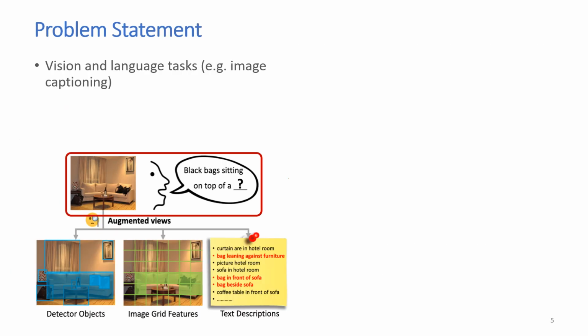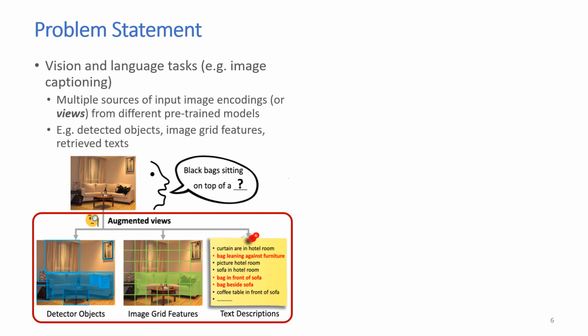In this paper, we focus on the vision and language task of image captioning, where given an input image, the model has to generate a sentence describing the input image. Traditionally, researchers propose to encode the input image into a sequence of objects by a pre-trained Faster R-CNN, or they use a ResNet pre-trained on ImageNet to encode the input image into image grid features. More recently, in our previous work, we proposed to use CLIP multimodal retrieval to effectively encode the input image into text descriptions and achieve substantial performance improvement.